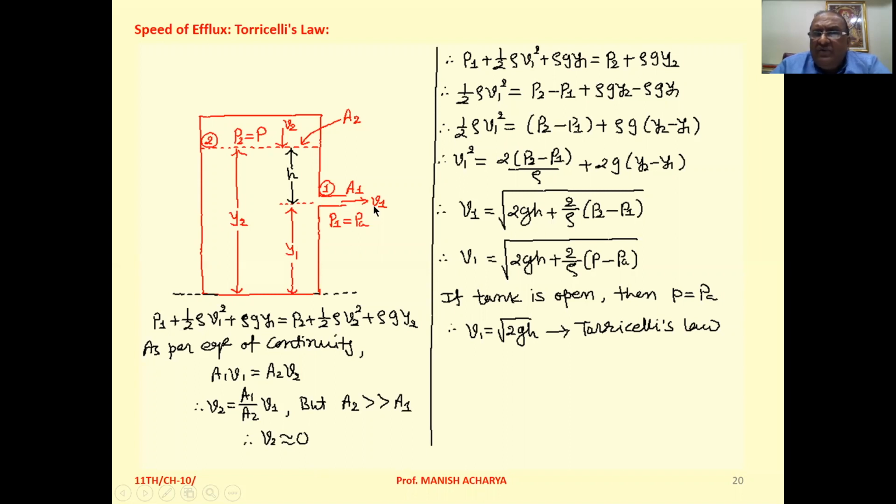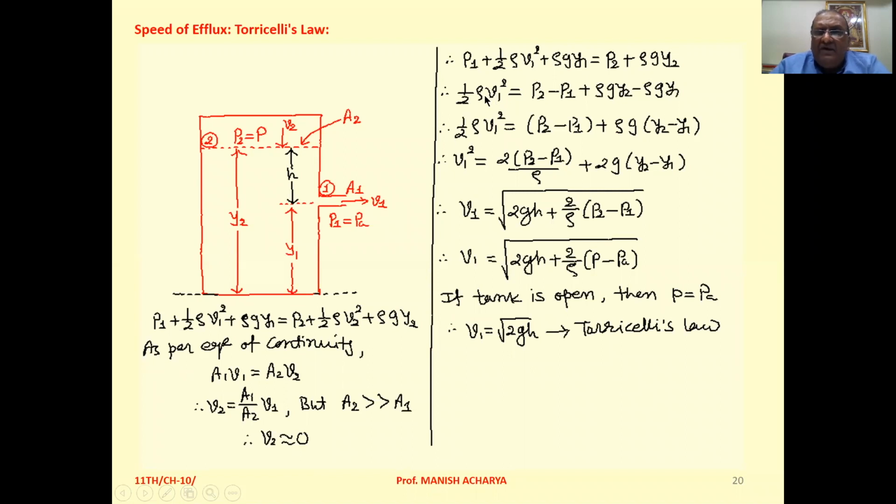We have to find the velocity of the fluid coming out from the hole, that is, we have to find V1, so we discarded V2. So we can write the equation P1 plus half rho V1 square plus rho g y1 equal to P2 plus rho g y2. Now we want to find V1.